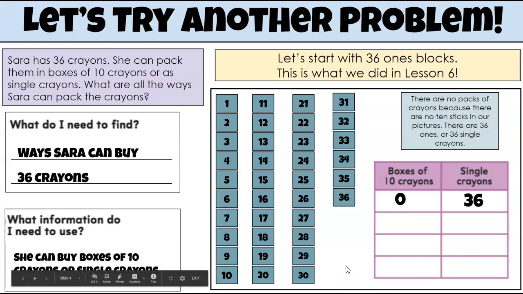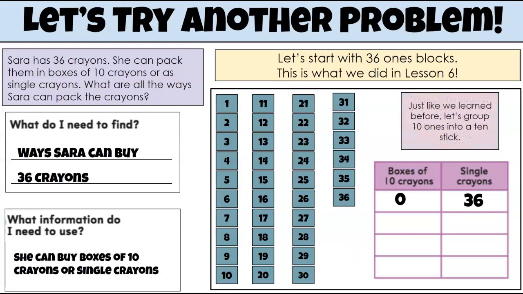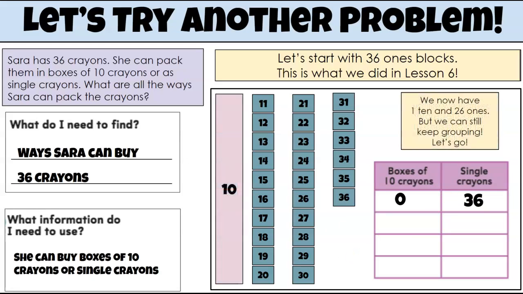Or crayons, sorry. I'm probably gonna keep saying pencils. I want crayons this time. So I'm gonna buy 36 single crayons. Okay, so remember we're gonna get a group of 10. So let's group one of our 10s. So now I have how many 10s? 1 and 26 single crayons.